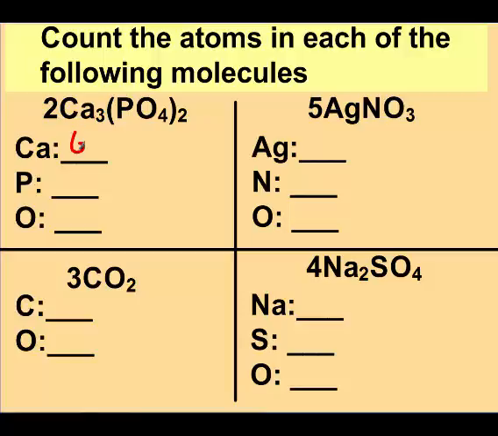2 times 3 is 6 calcium. 2 times 2 is 4 phosphorus. 4 times 2 is 8, times 2 is 16 oxygen. 5 silver, 5 nitrogen, 15 oxygen. 3 carbon, 6 oxygen. 8 sodium, 4 sulfur, and 16 oxygen.